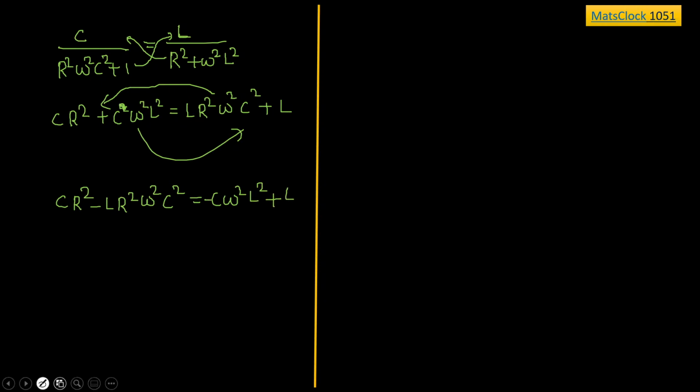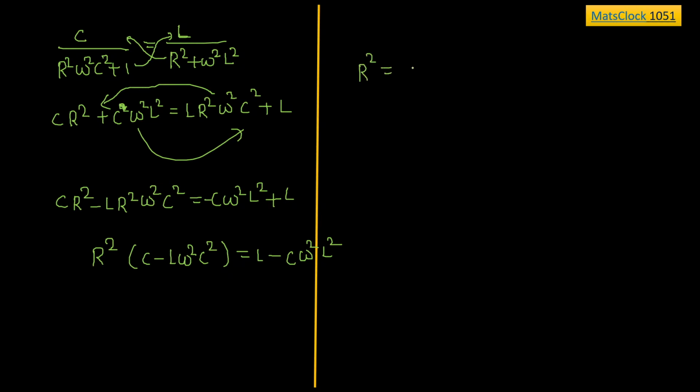Did I leave any term anywhere? I'm not sure. I'm just going with the values that are coming. If I did any calculation mistake, do let me know in the comment section. Sometimes unconsciously it will happen. L minus C omega square L square. So finally, what will I be getting here? R square equal to L minus C omega square L square upon C minus L omega square C square.